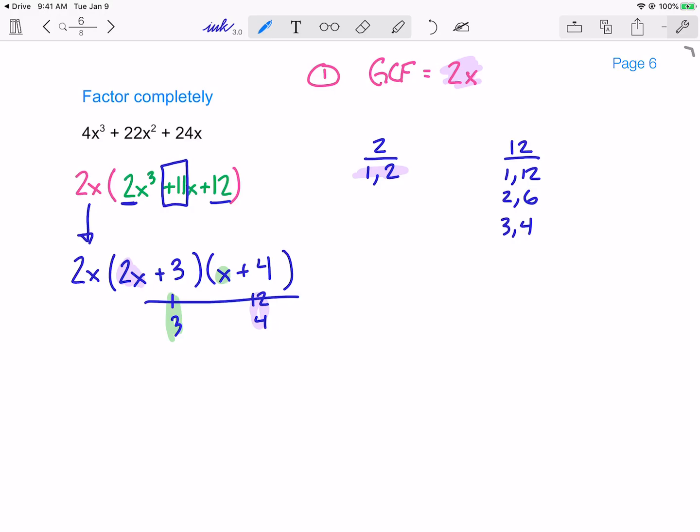So that is how easy this can be if you use your common sense, use your knowledge of GCF, and just multiply numbers together and see if they're way too big or way too small to even consider. So this would be my factoring of that result.